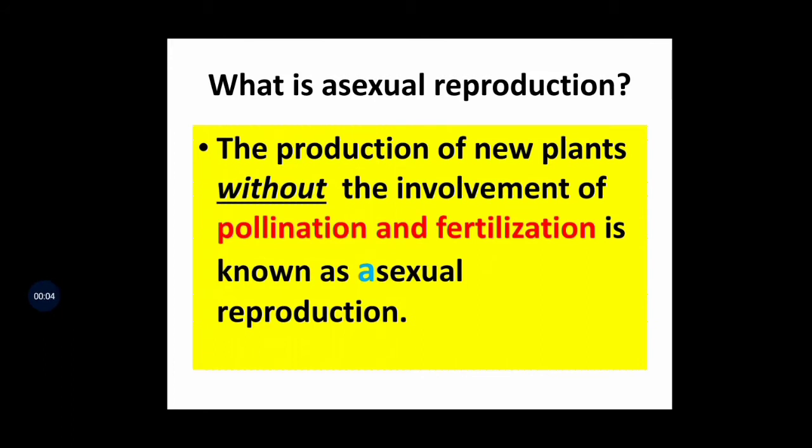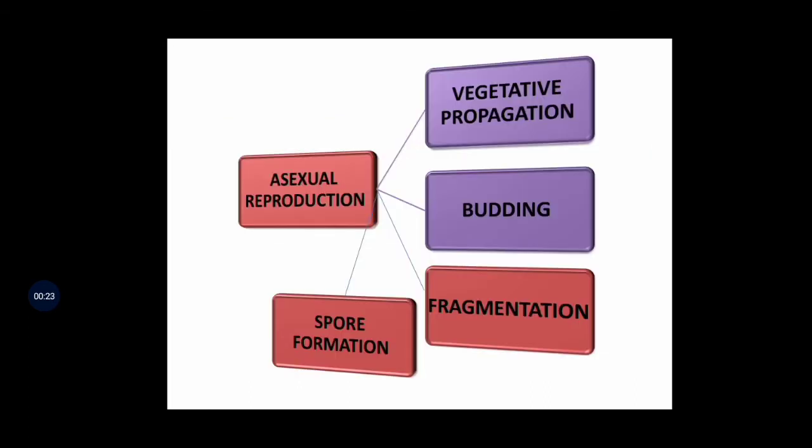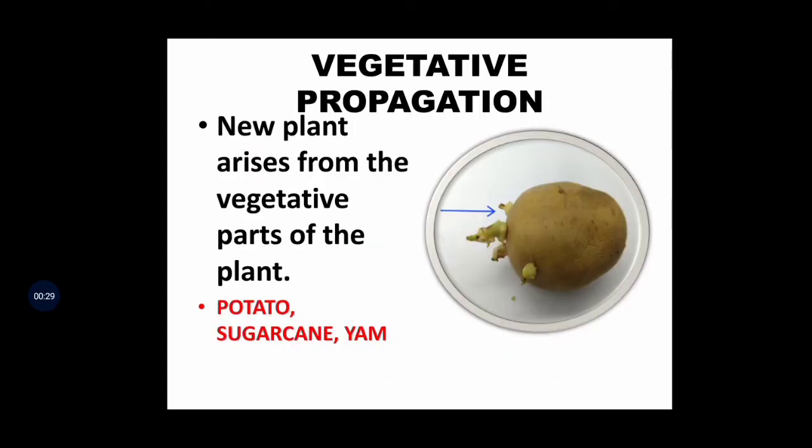Dear children, I hope you have understood the concept of asexual reproduction from the video. What is asexual reproduction? The production of new plants without the involvement of pollination and fertilization is known as asexual reproduction. So, asexual reproduction is of 4 types: vegetative propagation, budding, fragmentation, and spore formation. What is vegetative propagation? A new plant arises from the vegetative parts of the plant.